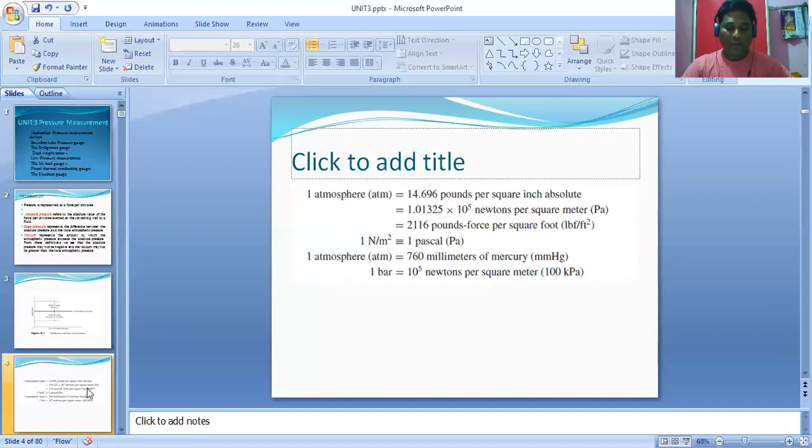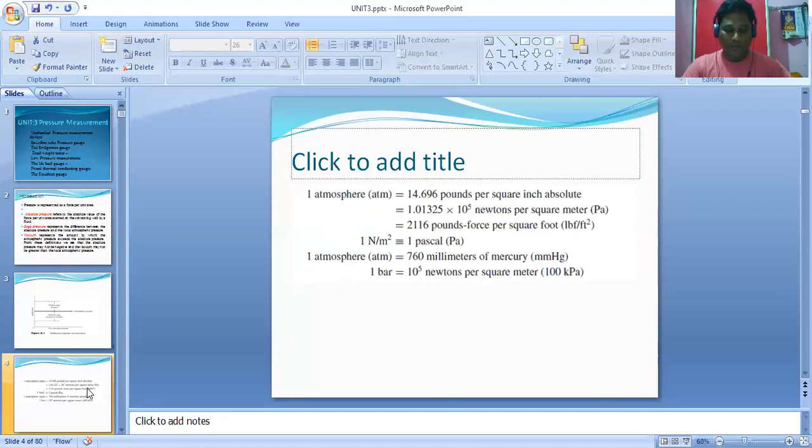Pressure is also frequently expressed in terms of the height of a column of fluid which it will support at a temperature of 20 degrees Celsius. At standard atmosphere pressure, this height is 760 millimeters of mercury, having a density of 13.5951 grams per cubic centimeter.